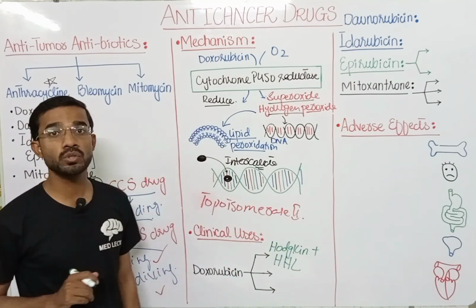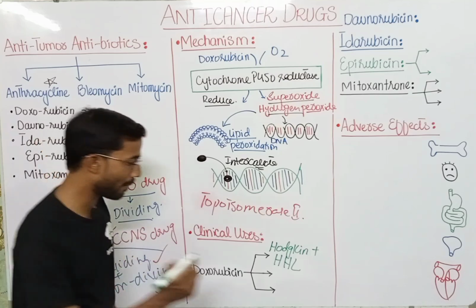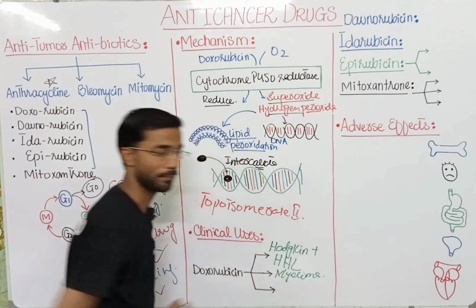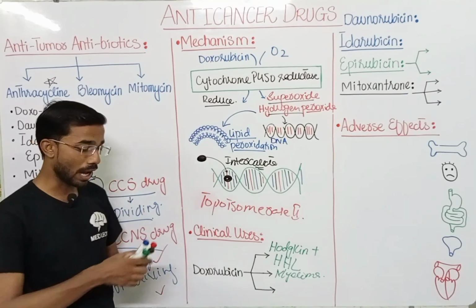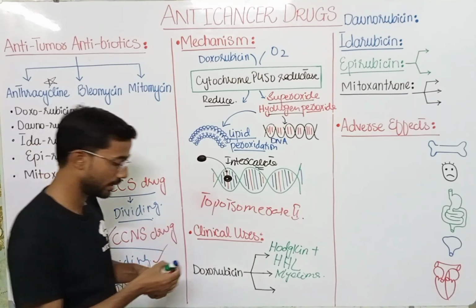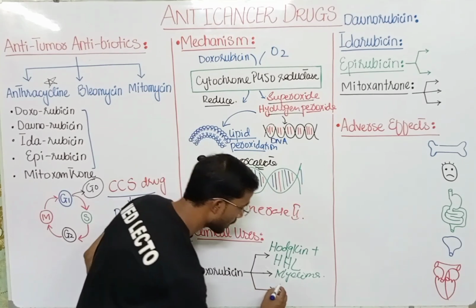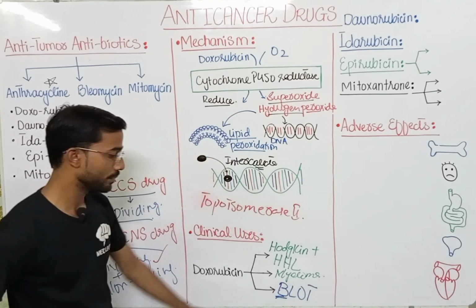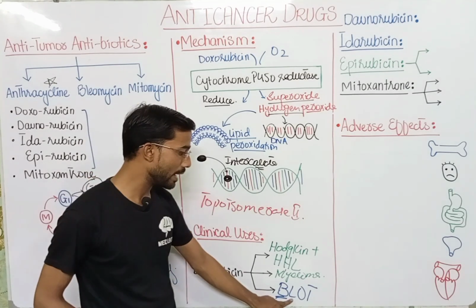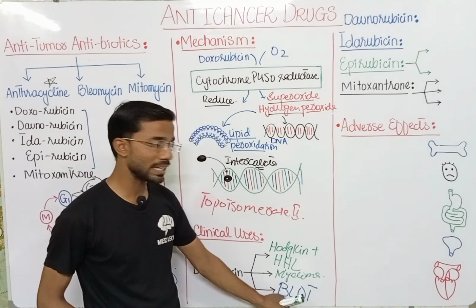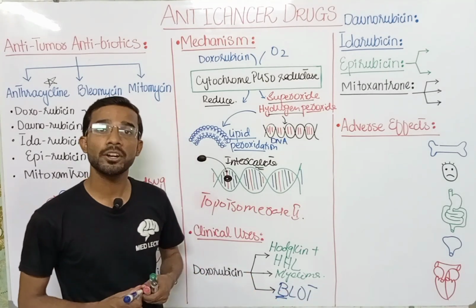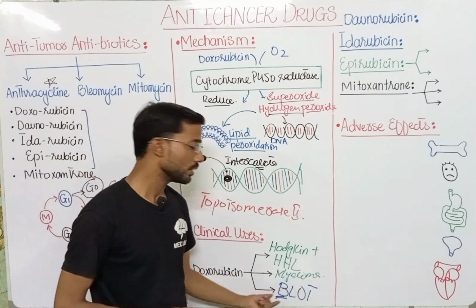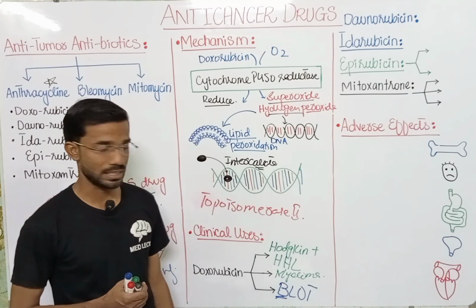Second, you can also use doxorubicin in multiple myeloma, and you can also use these drugs in the blood. That will be the B stand for breast cancer, lung cancer, ovarian cancer, and thyroid cancer. So doxorubicin can also be used in these 4 types of cancer.